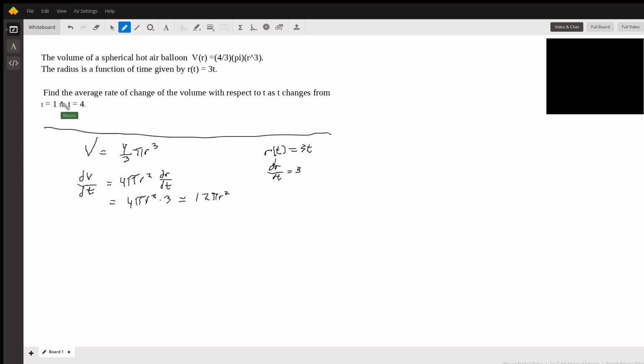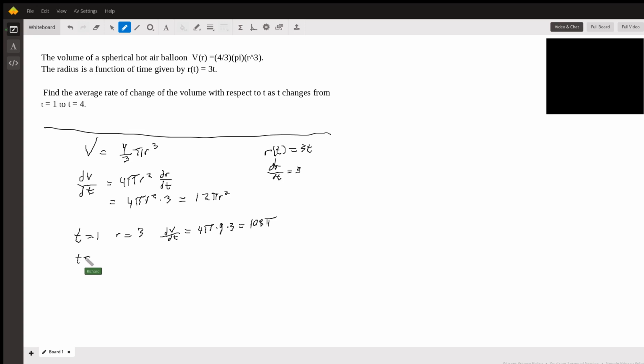Now, when t is equal to 1, r is going to be 3 times 1. So 3 times 1 is 3. And dv dt is going to be 4 pi times 9 times 3, if I'm doing that right. So let me just do this on my calculator. 4 times 9 times 3 is 108 pi. So that's dv dt at time 1.